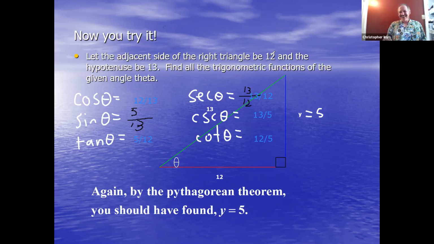Yay! We got it. Okay, so cosine is going to be adjacent over hypotenuse, 12/13. So secant has to be the reciprocal. Sine, opposite over hypotenuse. So cosecant has to be the reciprocal. Tangent, opposite over adjacent. So cotangent is the reciprocal, and those are all great. You guys are all stars.